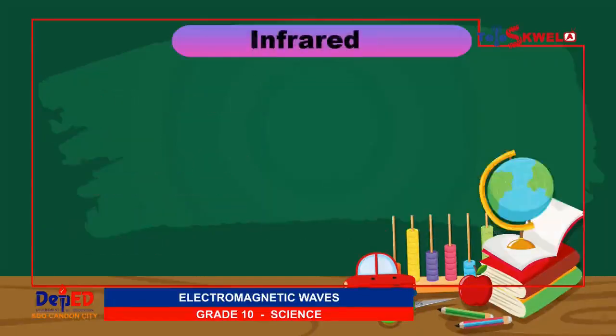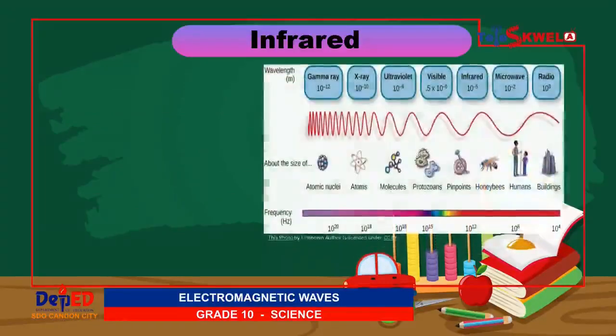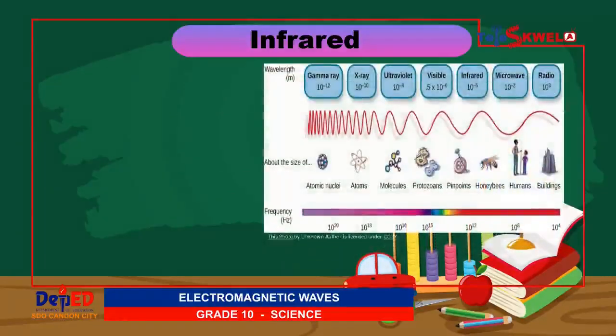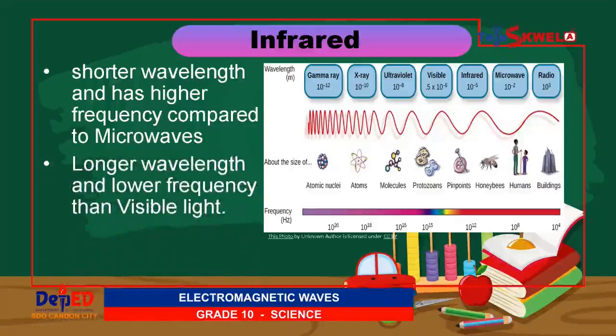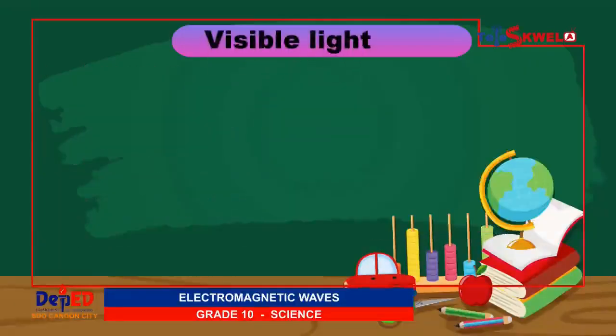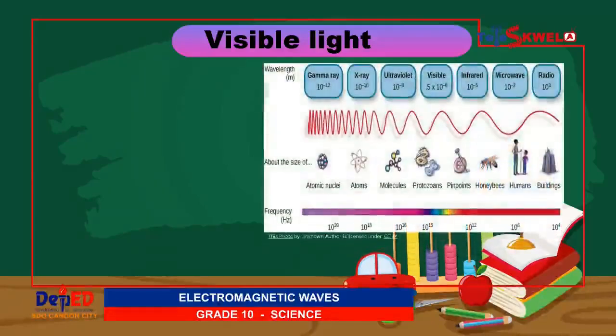Third, infrared. It is in the range of the electromagnetic spectrum between microwave and visible light. Its wavelength is shorter and has higher frequency compared to microwave, but has longer wavelength and lower frequency than visible light. British astronomer Sir William Herschel discovered infrared radiation in 1800. Next is visible light, found in the middle of the EM spectrum between infrared and ultraviolet.